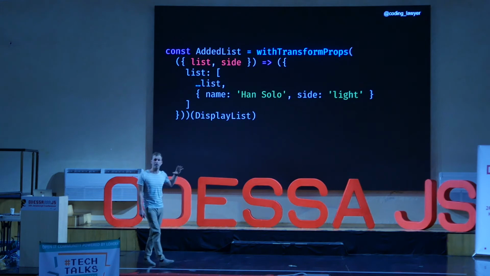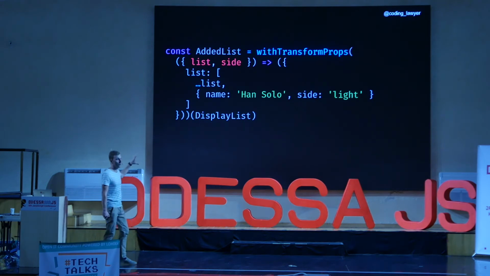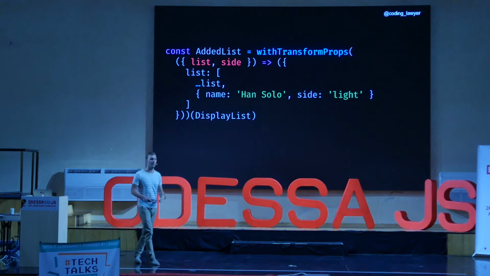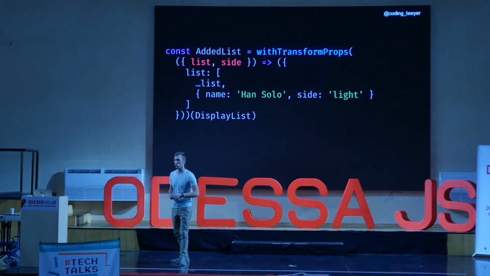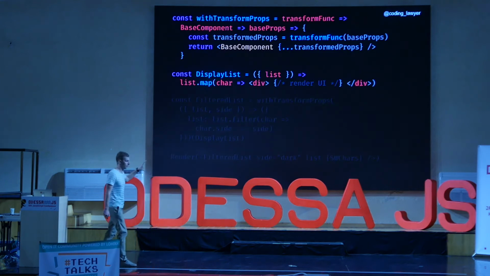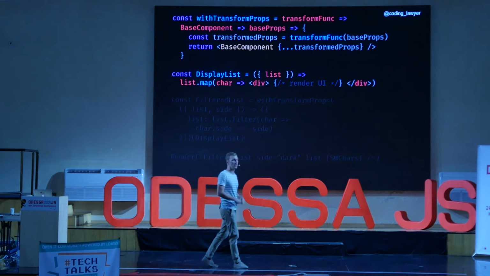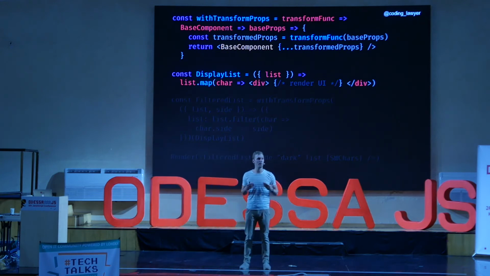Here, we are using the same higher order component with transform props, but we are not filtering anything anymore. We are adding a new element to our array. We are adding Han Solo to the array. And this is the reusability of a higher order component. If we take a look again at our example, our higher order component and our presentational component are both reusable and independent of each other.